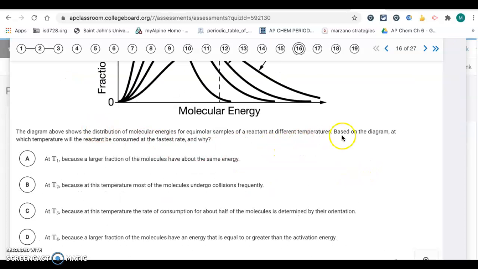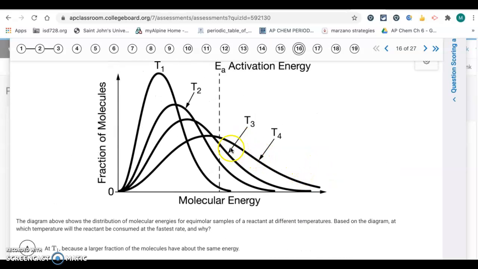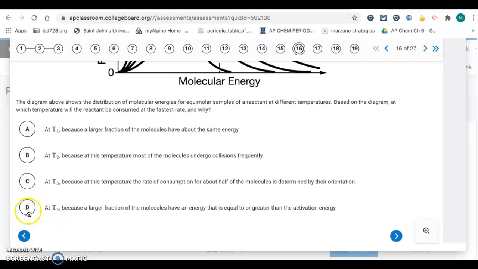So the question is, based on the diagram, at which temperature will the reactant be consumed at the fastest rate? So the fastest rate will be T4 because there's just more particles that have enough energy to overcome this activation energy barrier, this dotted line right here. So T4 just has more particles with enough energy. So letter D.